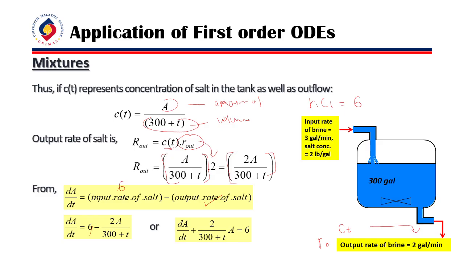So 6 minus the output rate, I just plug in this equation inside here. So that's it. You arrange it in linear equation terms here, so you get dA over dt plus 2A over 300 plus t equal to 6. So that means we get a different differential equation if we are given a different rate, right?